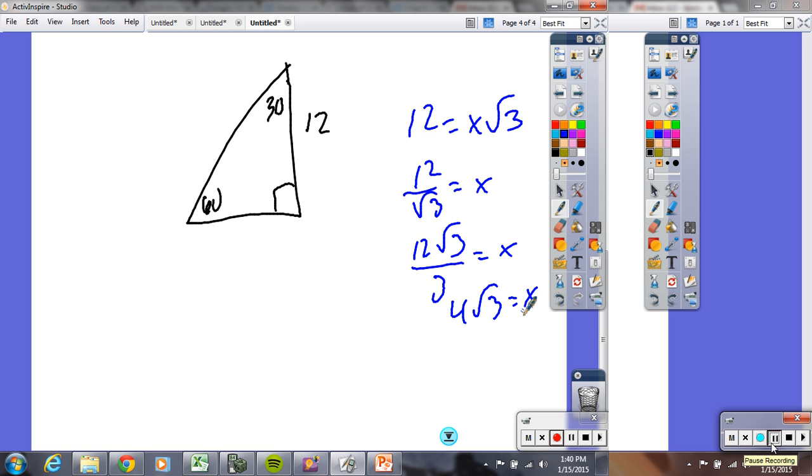So therefore, this guy is 4 root 3, and this guy up here would be 8 root 3, because we double it. That's special triangles. We can do a lot of stuff from those special triangles.